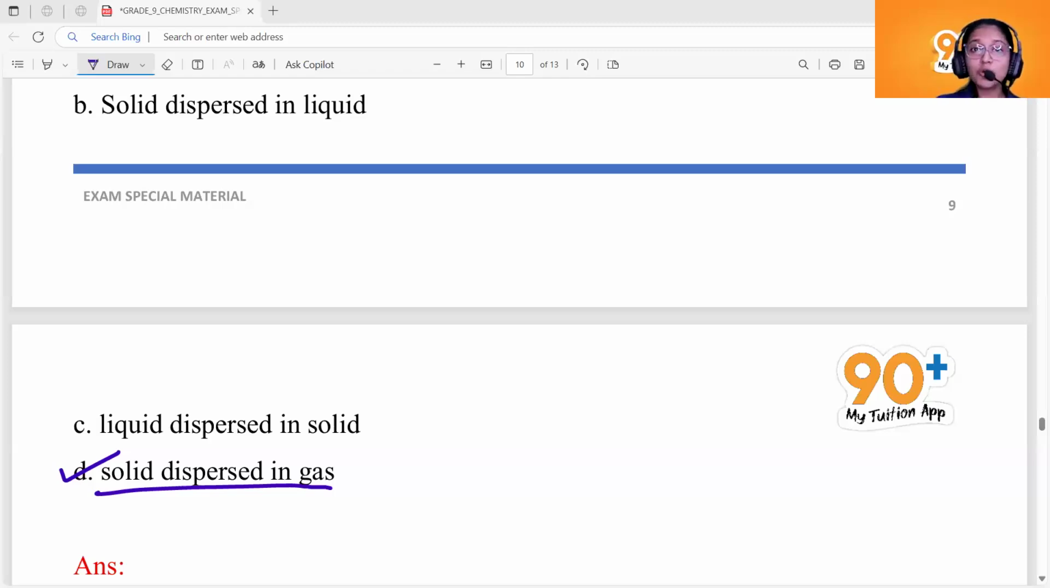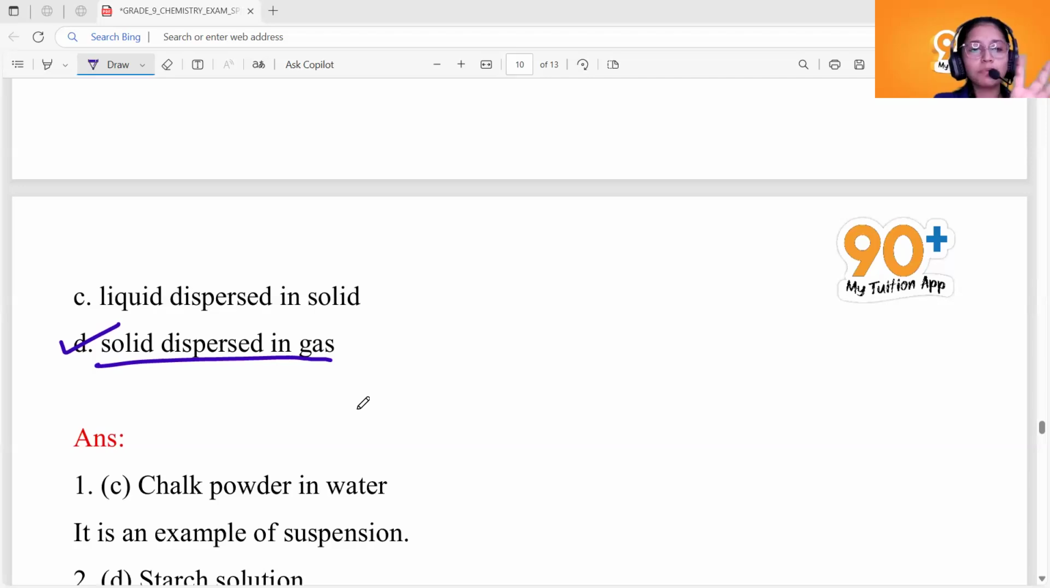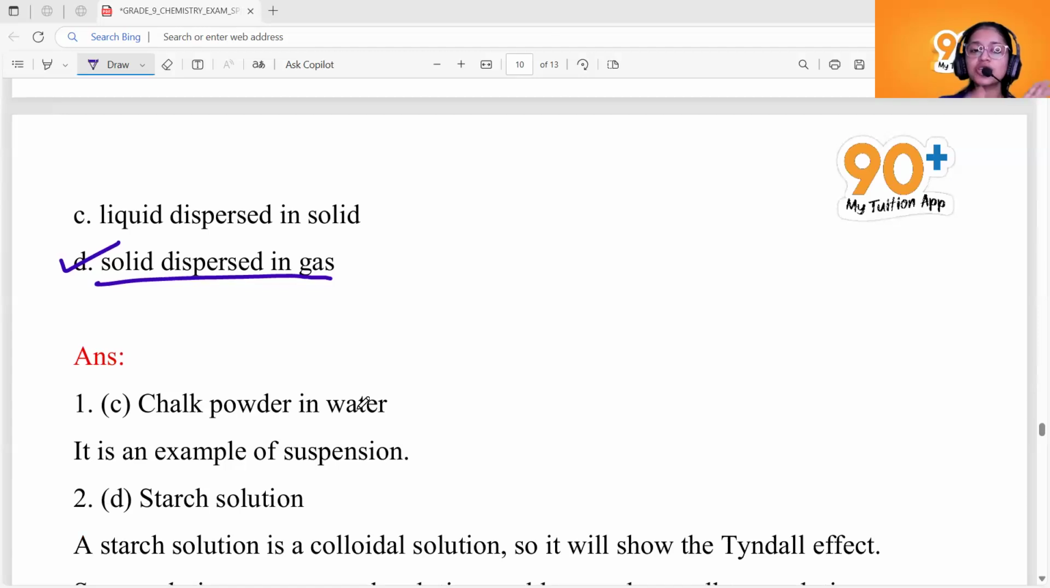So we discussed the answers to the questions, and now you have to just write it down. Okay. So first one, option C, chalk powder in water. It is an example of suspension. Second question, option D, starch solution. A starch solution is a colloidal solution, so it will show Tyndall effect.